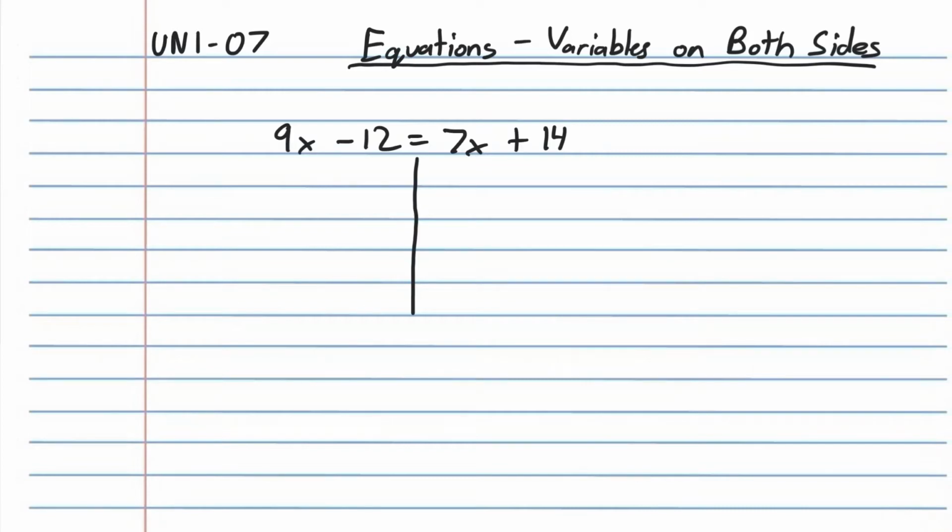All right, so this video is just a quick review of how to solve an equation when you have variables on both sides. Looking at the equation that's on the screen right now, you'll notice that there's both 9x and 7x, okay? So the first thing we have to do is get the variables to one side of our equation. It doesn't matter which side you move them to, but they have to be on one side.